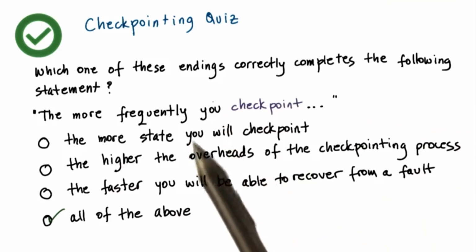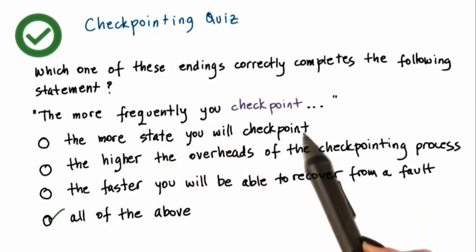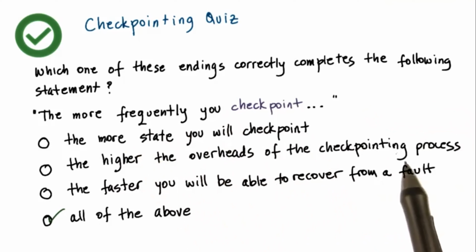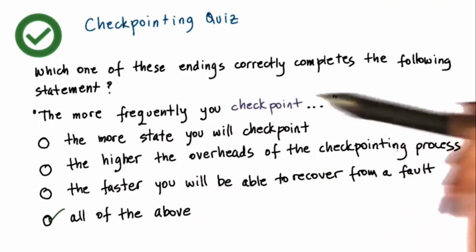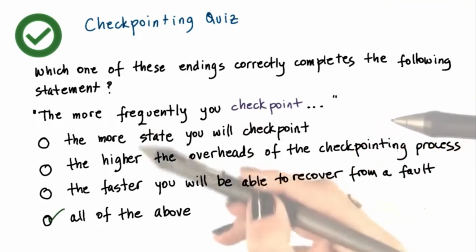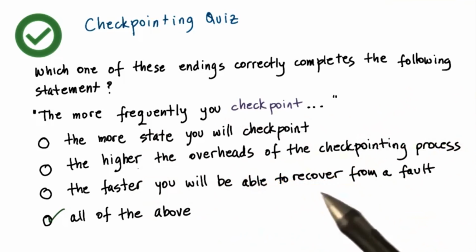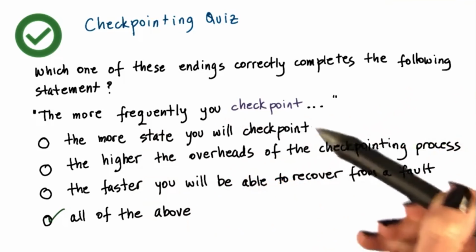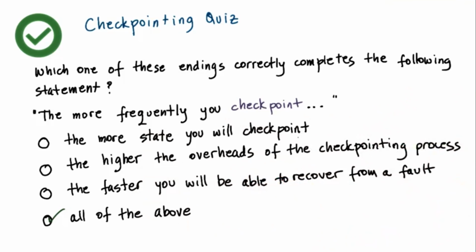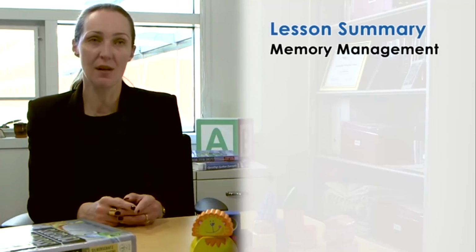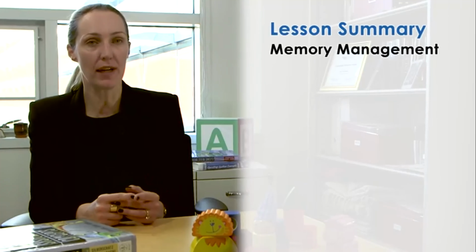With a frequent checkpoint, both the amount of the state that will be checkpointed and in general the overheads of the process will be higher than if you checkpoint less frequently. So this is just one of those trade-offs where you end up gaining something, but that's going to cost you something else. To summarize, in this lesson we looked at virtual and physical memory management mechanisms in operating systems.